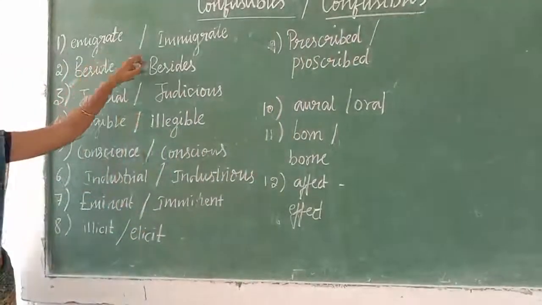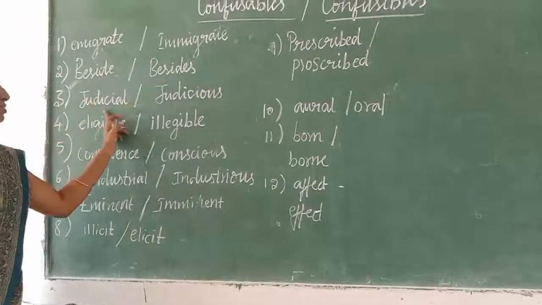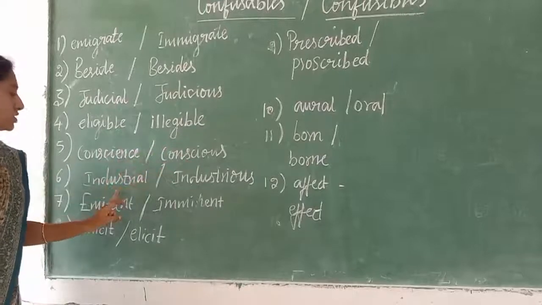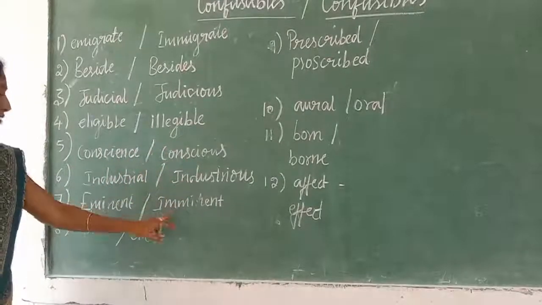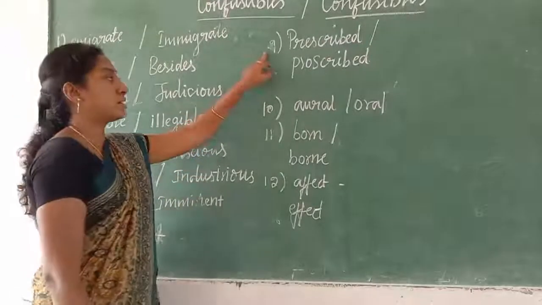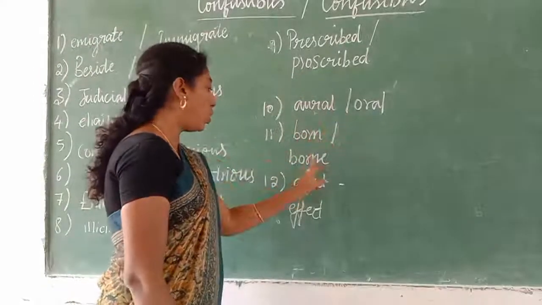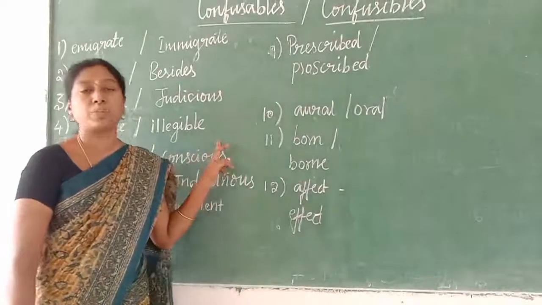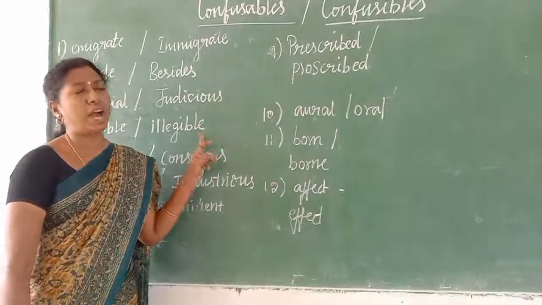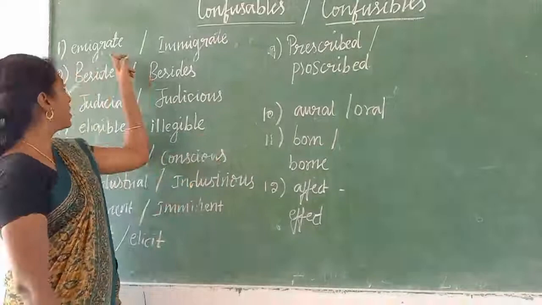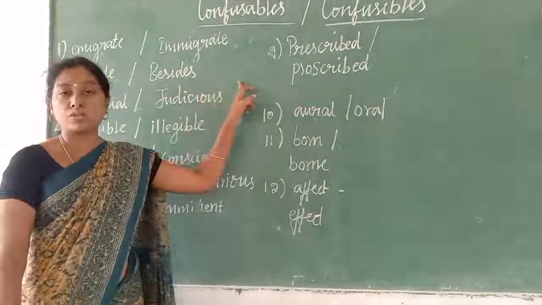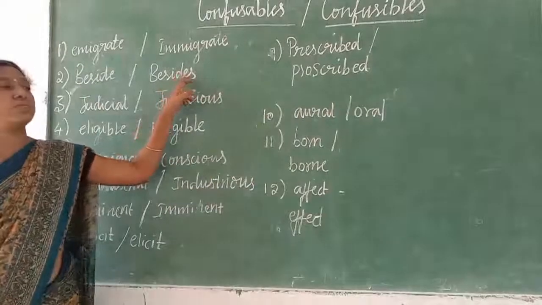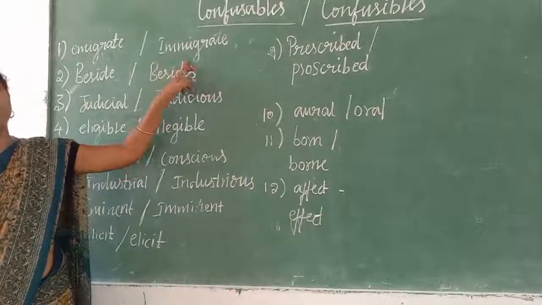So: emigrate and immigrate, decide, judicial, judicious, eligible, illegible, conscious, conscience, industrial, industrious, eminent, imminent, illicit, elicit, prescribe, proscribed, oral, aural, born, bond, affect and effect. These are the confusable words in the 12th standard book pack exercises. They ask questions, for example, emigrate and immigrate. They ask you to frame your own sentences using these words. For this, you first have to understand the meaning of the word.